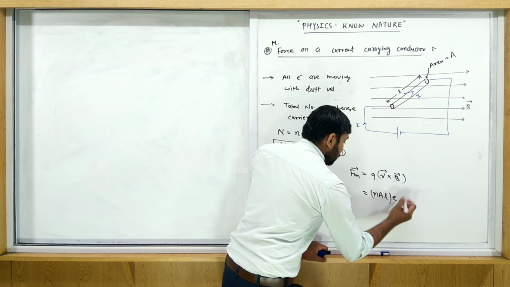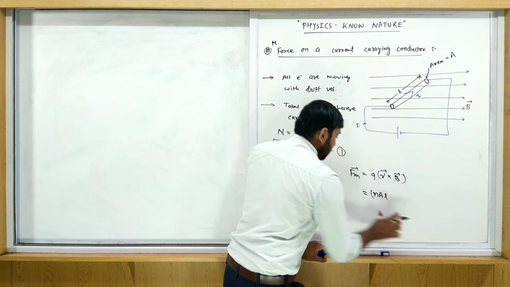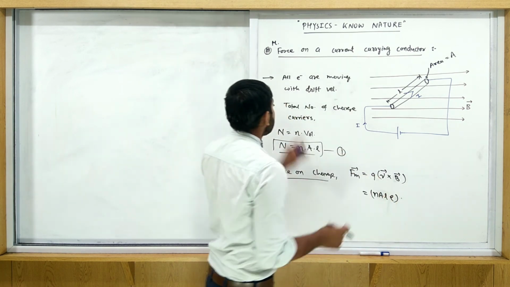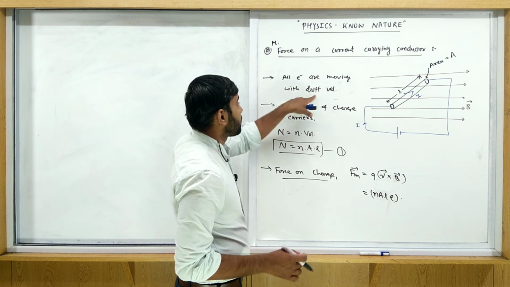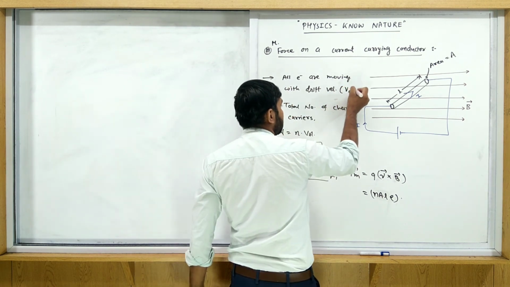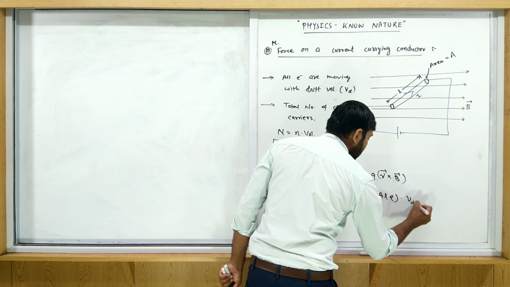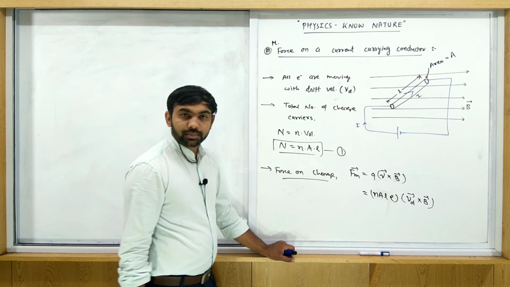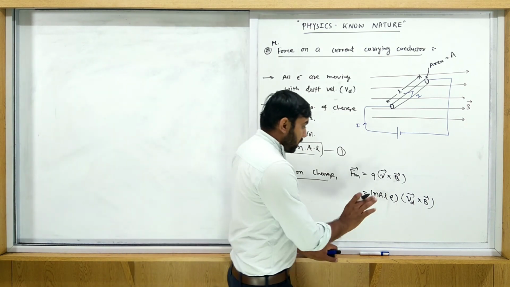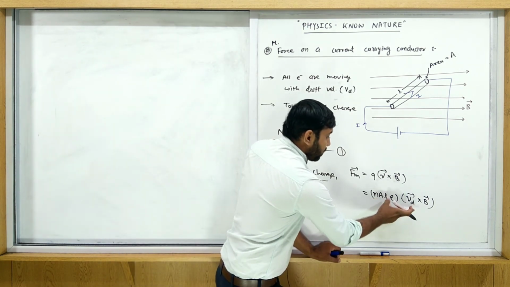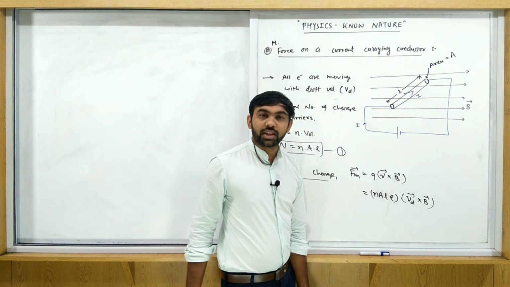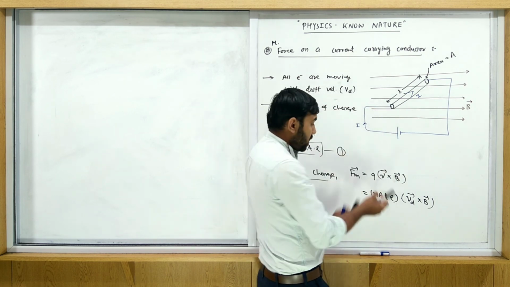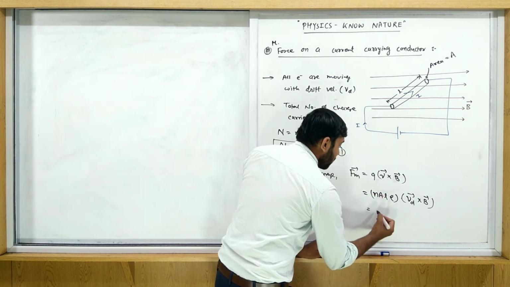N a L into e, this is the number of charge carriers multiplied by e, that is the total charge, into v. Here v is replaced by Vd, because all electrons are moving with a drift velocity. So v is replaced by Vd cross B. You just change the vector sign to this one. Vd and the length are both along the same direction. If you consider this is the length, then this is the Vd. Both have the same direction. So you change the vector and form a new equation.